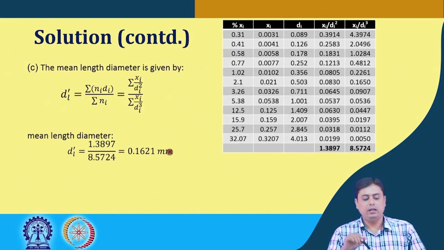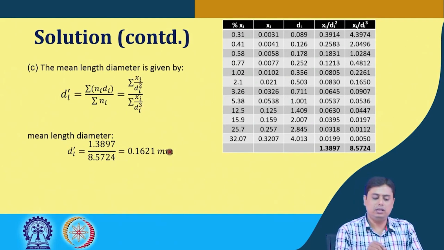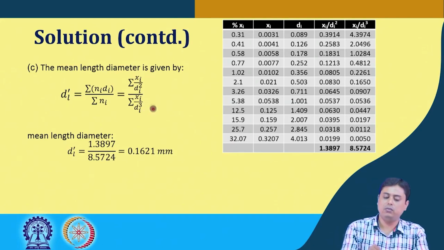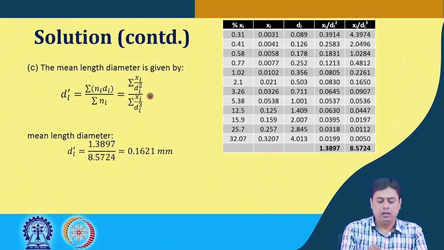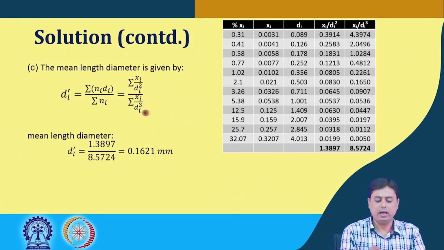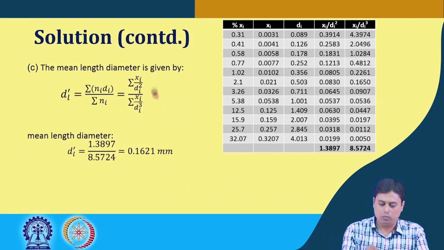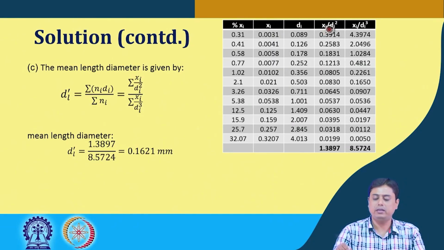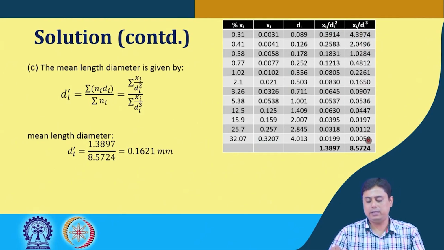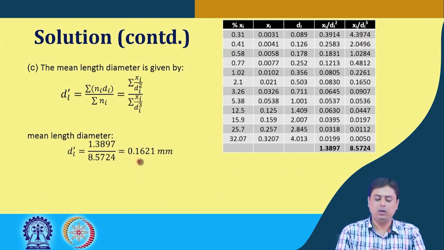So, similarly, the mean length diameter also has this expression which contains x and d: x by di square at the numerator, and at the denominator we have x by di cube. From this table again we can find out the values of xi by di square and xi by di cube. We sum up the respective columns, divide, and we get the mean length diameter, which is 0.1621 millimeter.